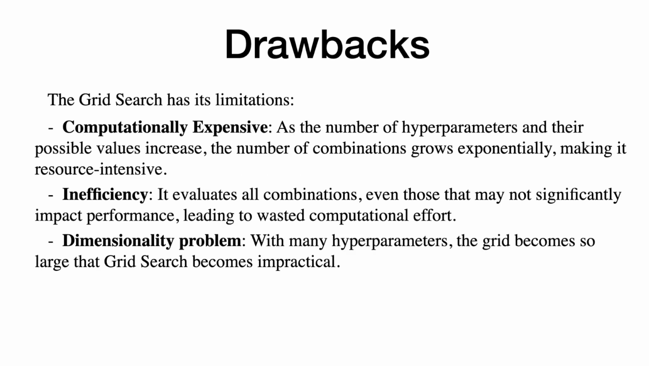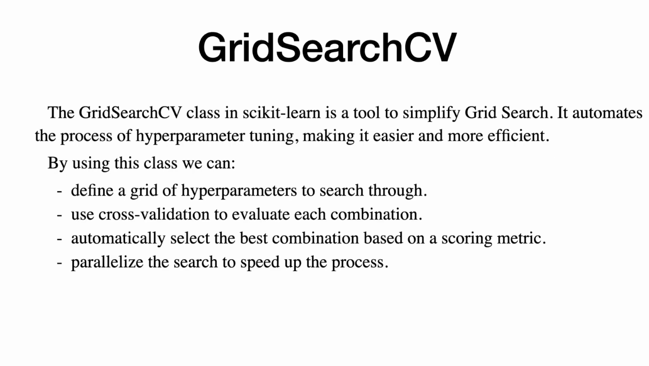The following are the limitations of grid search. It is computationally expensive as the number of hyperparameters and their possible values increase. The number of combinations grows exponentially, making it resource intensive. Inefficiency: it evaluates all combinations, even those that may not significantly impact performance, leading to wasted computational effort. Dimensionality problem: with many hyperparameters, the grid becomes so large that grid search becomes impractical when we work with complex models and large datasets.